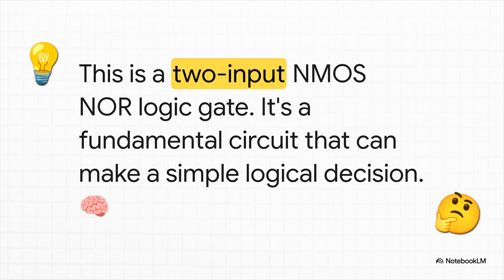Take a look at this. This circuit diagram is for something called a NOR gate. It's one of the most fundamental logic gates. You can see it has 2 inputs, we'll call them A and B, and it has 1 output. Its entire job is to make a very simple logical decision based on those inputs.